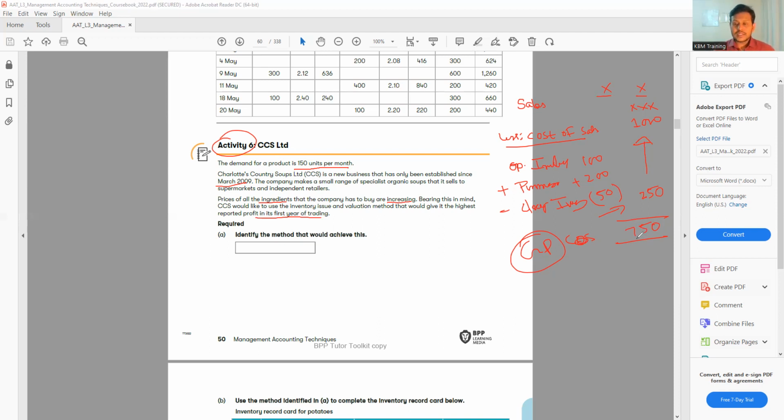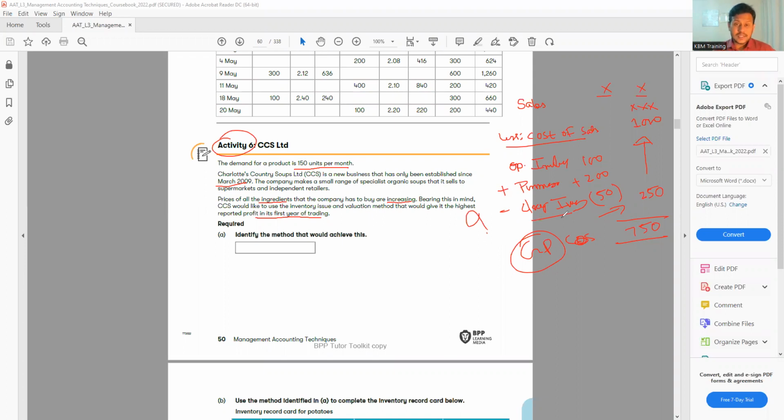Now, try to understand. On the stock, we are valuing the inventory. Remember that when I say inventory, we always mean the closing inventory, because whatever is closing for this year is the opening for next year. Anything closing for this period is opening for the next period.